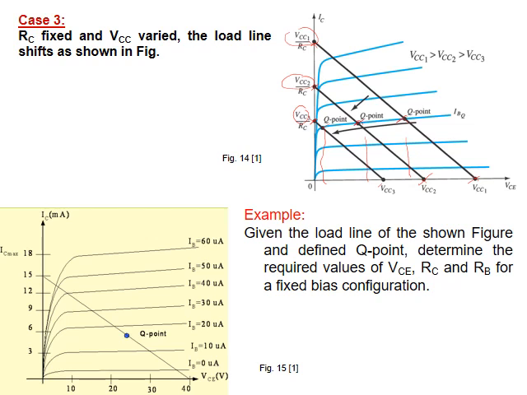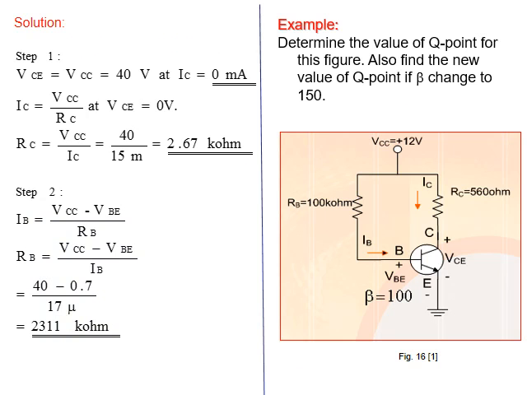Okay, let's take an example and we will clarify this point through it. Given the load line shown in the figure and the defined Q point, determine the required values. As usual, he asked about the output voltage VCE, RC, RB for the fixed bias, and he gave me the quiescent point here. Now I can see that this is VCC and this is VCC over RC. If I have VCC and the current, I can find RC, and the operating point is clear for me. Now the solution: VCC from the graph, we got it, and IC from the graph, we got it, then we can find RC. Both of them we got from the graph.